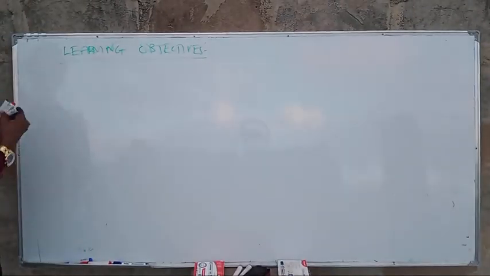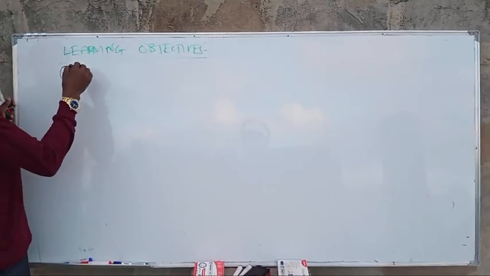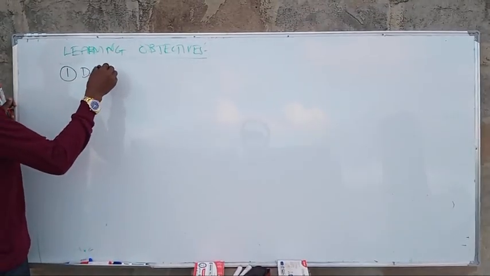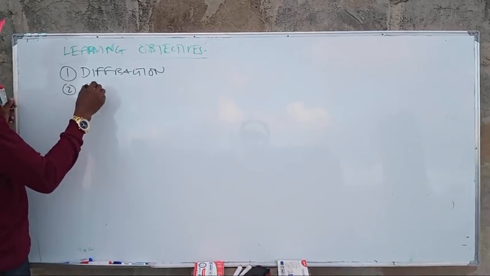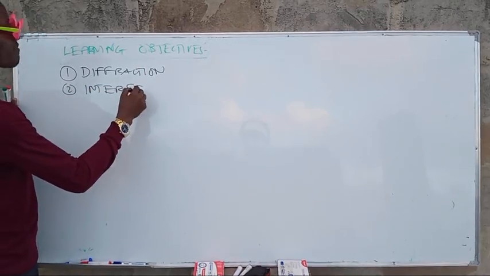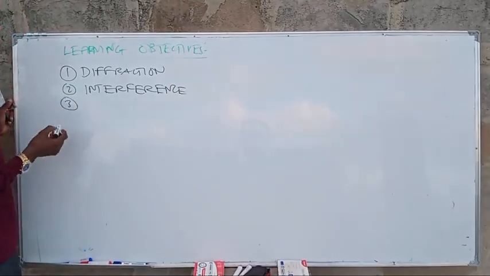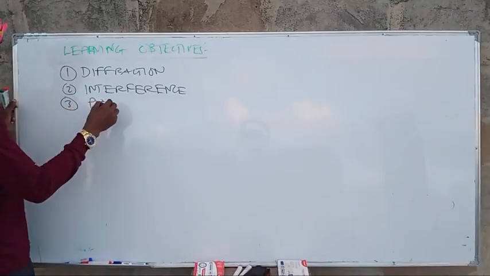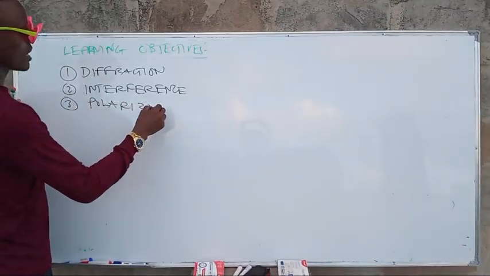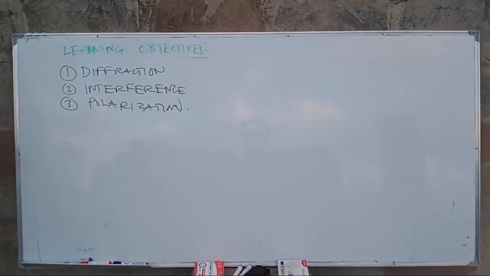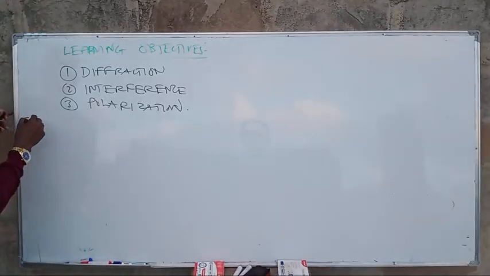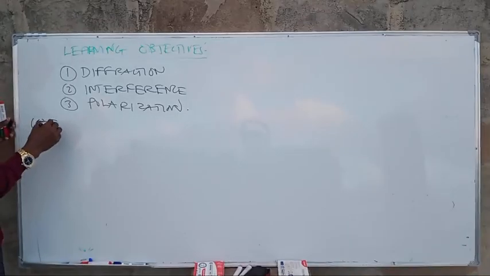We have 3 objectives that you need to know as a Form 5 student. The first is diffraction. You need to know about diffraction. You need to know about the interference of light, and you need to know exactly about polarization. Okay, speaking about interference, I'm just going to start with interference. The first one is about the interference.